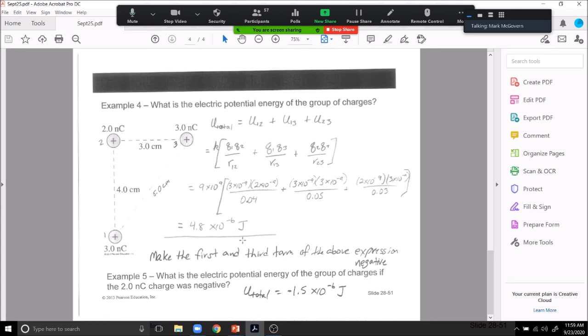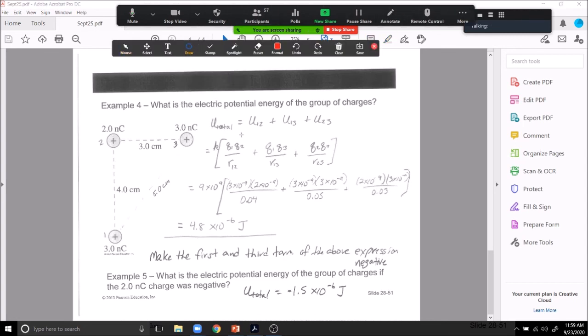Now, what we're going to do for the example 5 here is we're swapping out number 2, right? So that means you're going to change these. Instead of having a positive 2, you're going to put a negative in there. So the potential energy is going to be negative. This first term is negative, same number, though. The last term is negative, same number, though. When you add those up, we end up with a different potential energy: negative 1.5 times 10 to the minus 6. All right, fantastic.